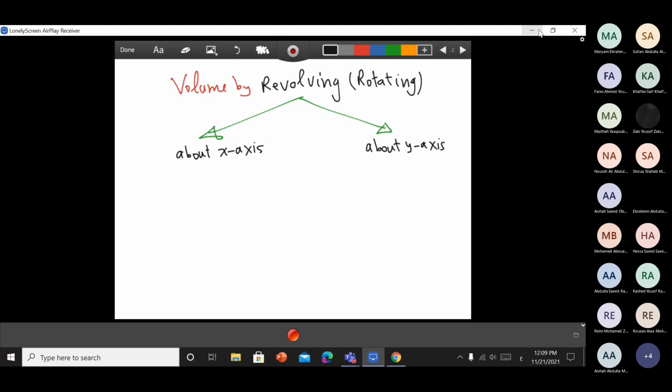Sometimes no need to revolve about x or y. You revolve about a line parallel to x-axis. So this will be a horizontal line. Or also a line parallel to y-axis. So this one will be a vertical line.